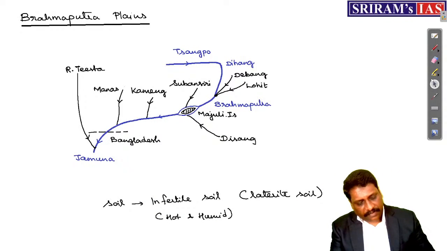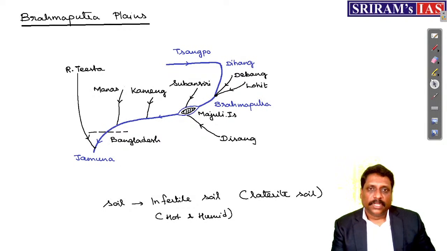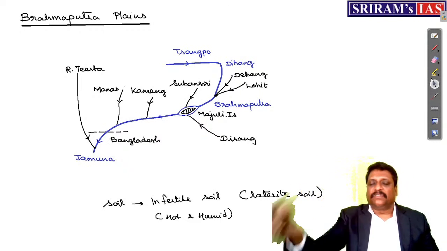Then comes the question, how come you have evergreen forest? Again, the point of clarification. What determines the density of vegetation is not the fertility of the soil. It is the availability of sunlight and water, one and two. Apart from that, I can add what?